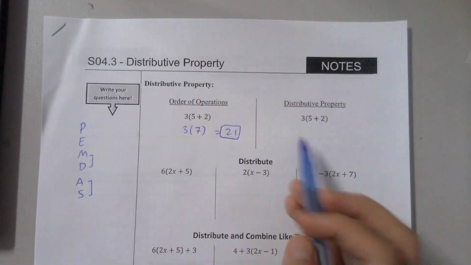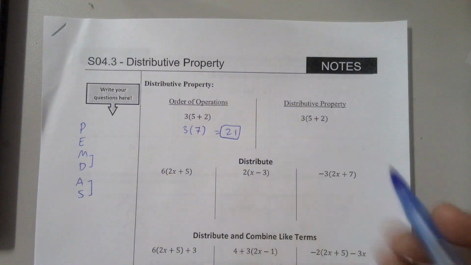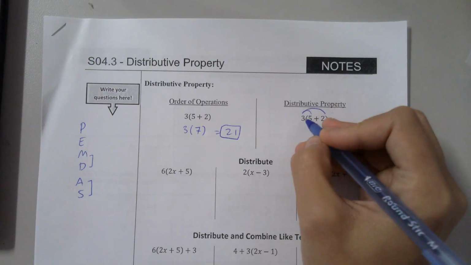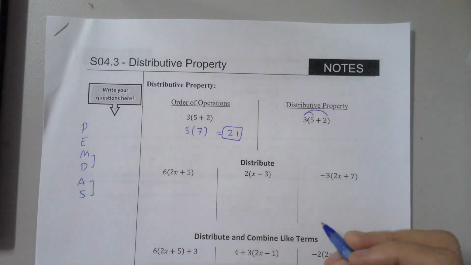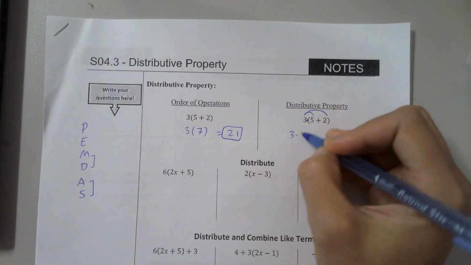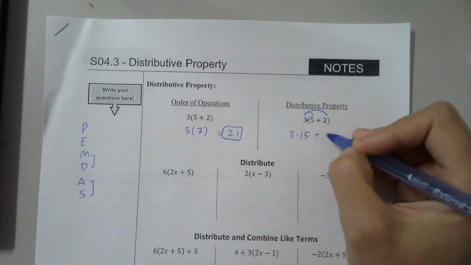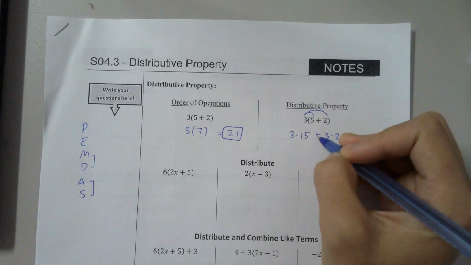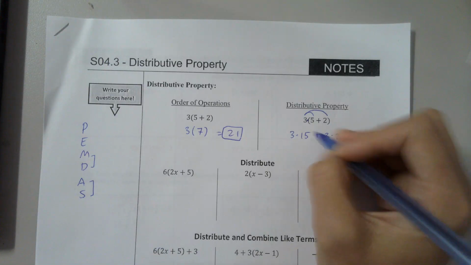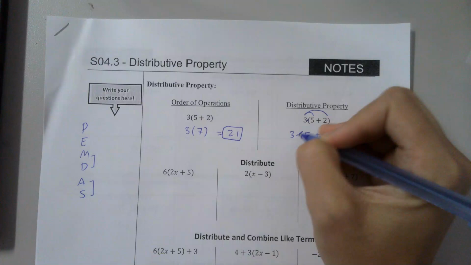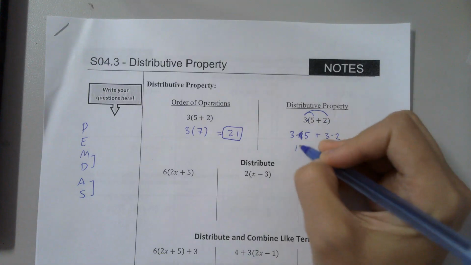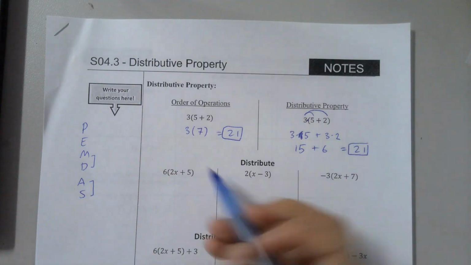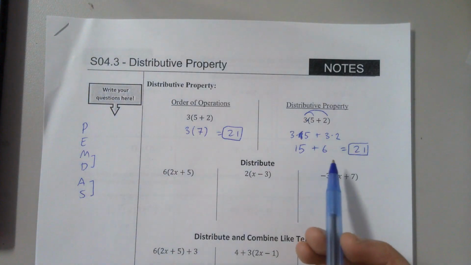The other way we could do it is we could do the distributive property. So we take this and we distribute it across everything in the parentheses because there's a little multiplication sign right there. So we have 3 times 5 plus 3 times 2. Sorry, not 15, 3 times 5. So then we get 15 plus 6 equals 21. So both ways are correct. It just depends which way you like.